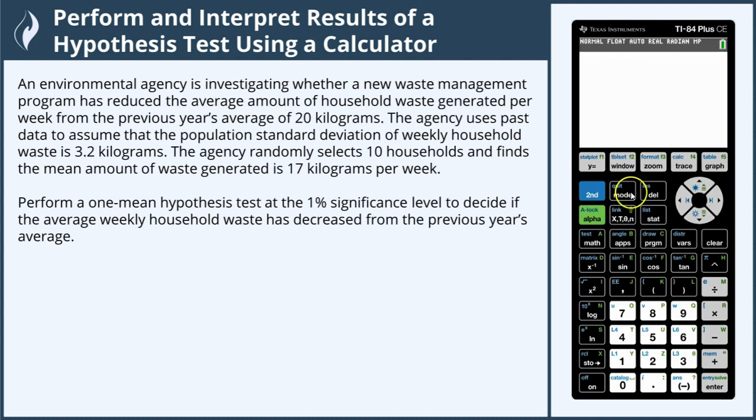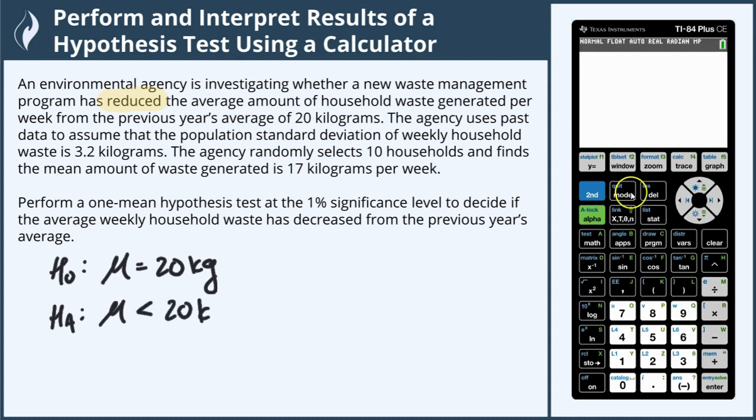So the first thing we should do is establish our null and our alternative hypothesis. The null hypothesis is the status quo. So it's what already existed. So our null hypothesis is going to be that the mean is 20 kilograms. Since the environmental agency is interested in whether waste has been reduced or decreased, our alternative hypothesis is going to be that mu is less than 20 kilograms.